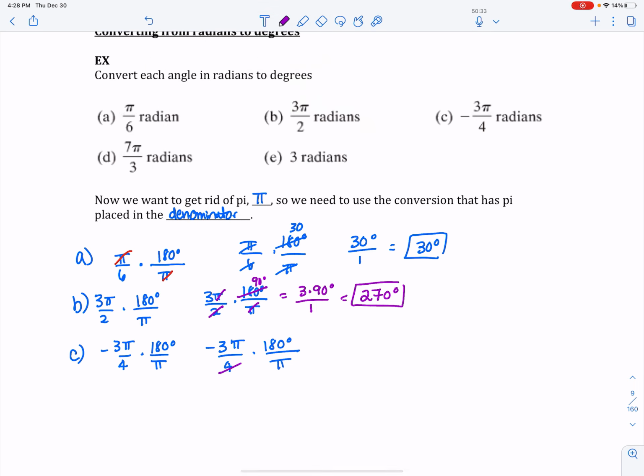So 4 goes into 45 4 times. And the pi's will cancel each other out. So I have negative 3 times 4 over 1. And negative 3 times 4 is going to be, and it should say 40, sorry, that's the problem. Negative 3 times 40 is negative 120 degrees. And that's the answer for this one.